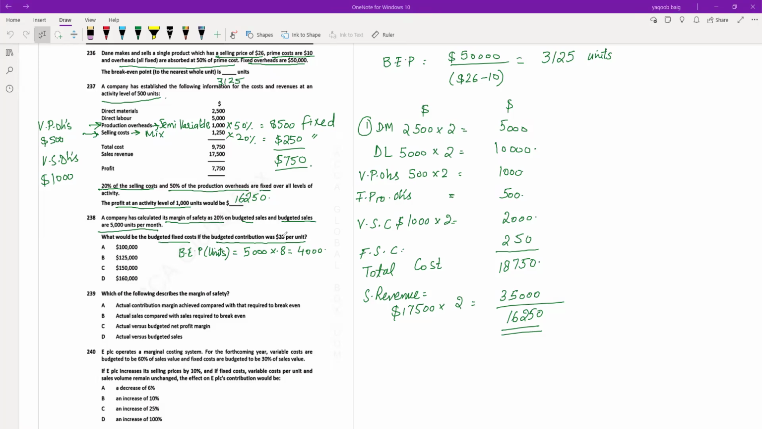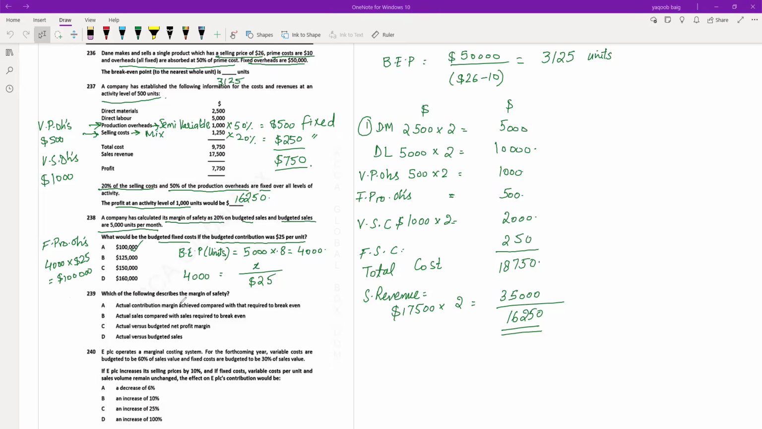Now he is saying that budgeted contribution of $25, what would be the fixed cost? We have 4,000 on left hand side. Fixed overheads are X on numerator and 25 is the contribution per unit. You can calculate fixed production overheads by multiplying 4,000 units with $25, which is 100,000. So this is the right answer.